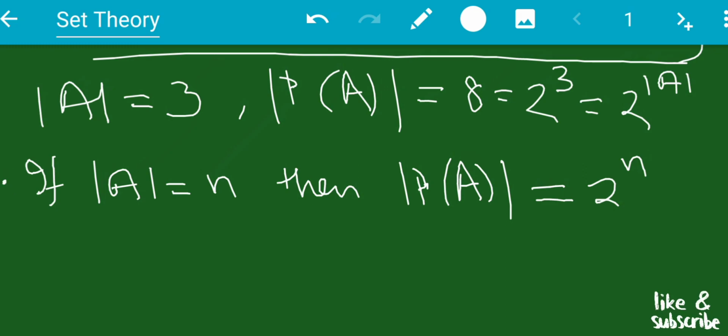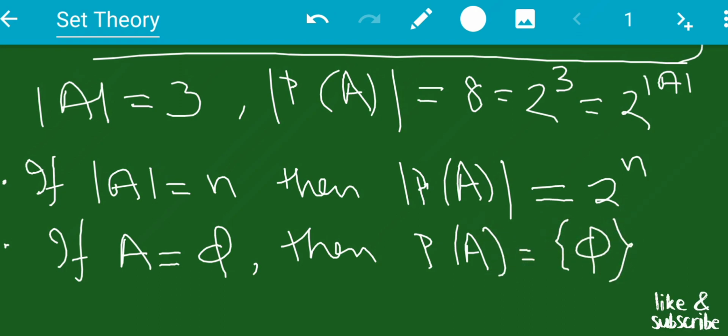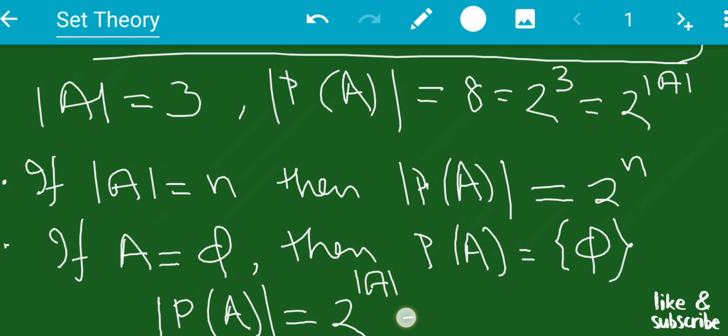Another point is, if A is empty, meaning containing no element, then the power set contains a single element, that is the empty set itself. In that case it has how many elements? Mathematically, 2 to the power of the empty set's zero elements, 2 to the power 0, that is 1. So this is the power set.